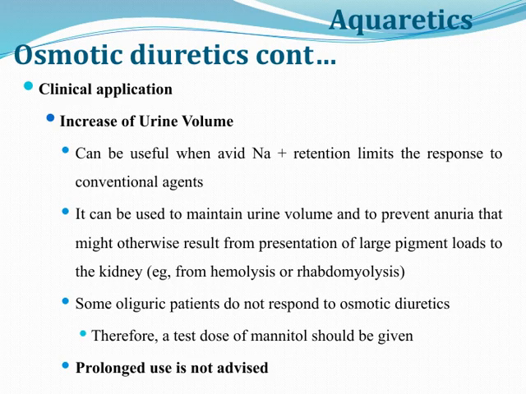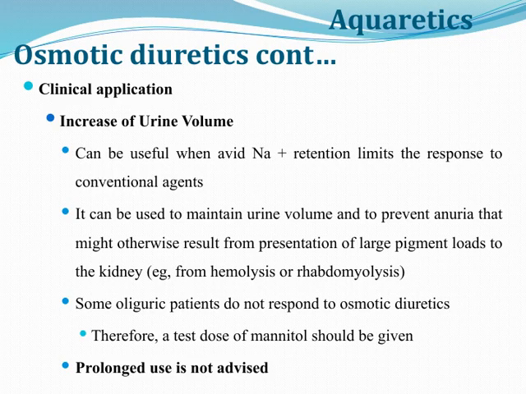They are also useful in preventing anuria, especially when large pigment loads, like from hemolysis or rhabdomyolysis, are presenting to the kidneys. By maintaining urine output, they help protect renal function in these situations. However, it's important to note that not all patients respond to osmotic diuretics.